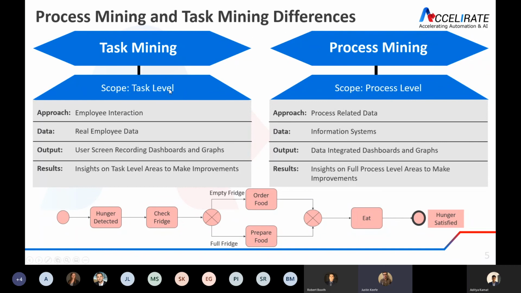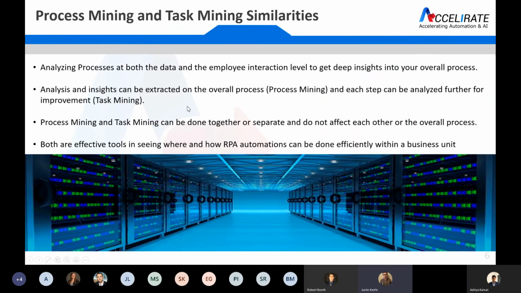Now we get into how they complement each other. Could you change the slide, Addy? Okay. Process mining and task mining work very well together. First, they analyze processes at both the data and employee interaction level to give deep-dive insights into your overall process. From the process mining side, you'll get insights from the raw data and see all the information about your process start to finish. But with task mining, you'll be able to deep dive into each one of those tasks and see where you can improve them further. So both of them really work well together to get an overall understanding of your process. Analysis and insights can be extracted on the overall process, and each step can be analyzed further.